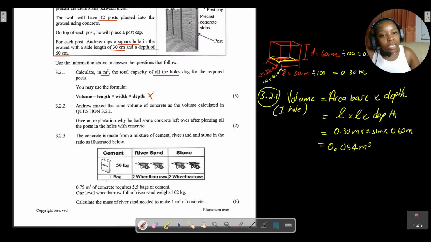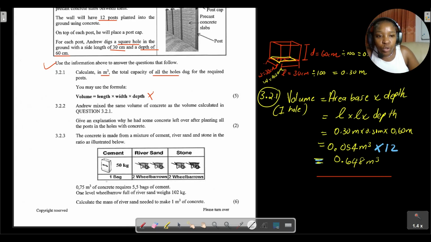So that basically means that from this volume that we've calculated, we just need to multiply it by 12, right? So that multiplied by 12 means that the total capacity of all the holes required for the posts is equal to 0.648 meters cubed. Good. Question 3.2.2. Andrew mixed the same volume of concrete as the volume calculated in question 3.2.1.